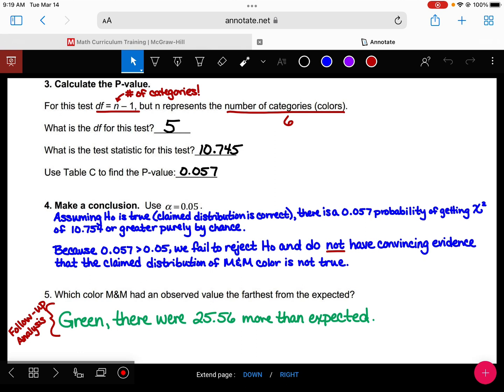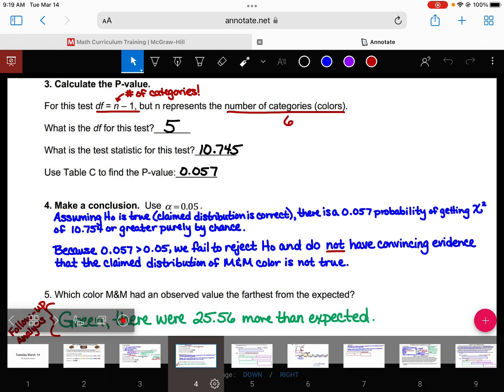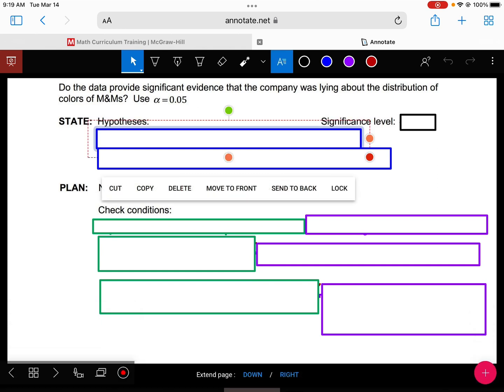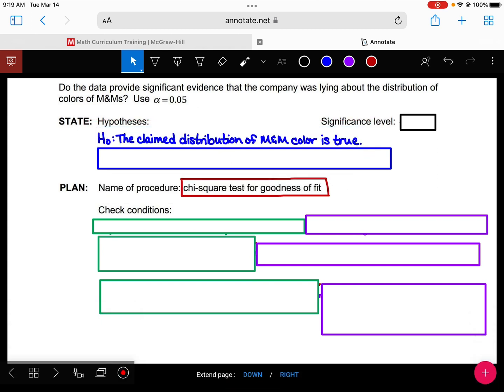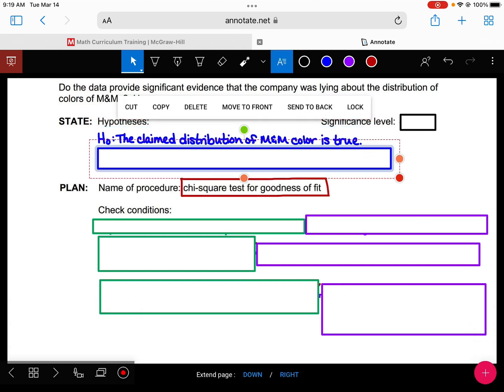Yep. The null was the claimed distribution of M&M color is true. The alternative was? It's not true. What significance level were we using? 0.05. The name for this test is the chi-square test for goodness of fit.